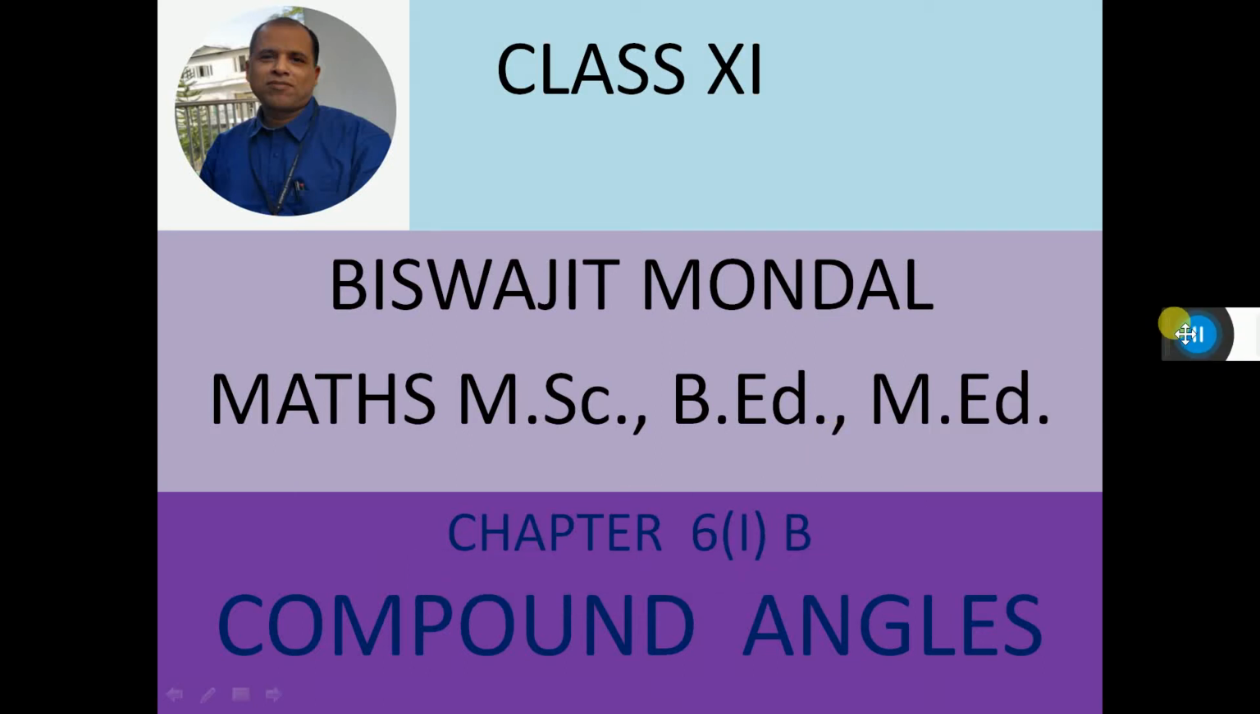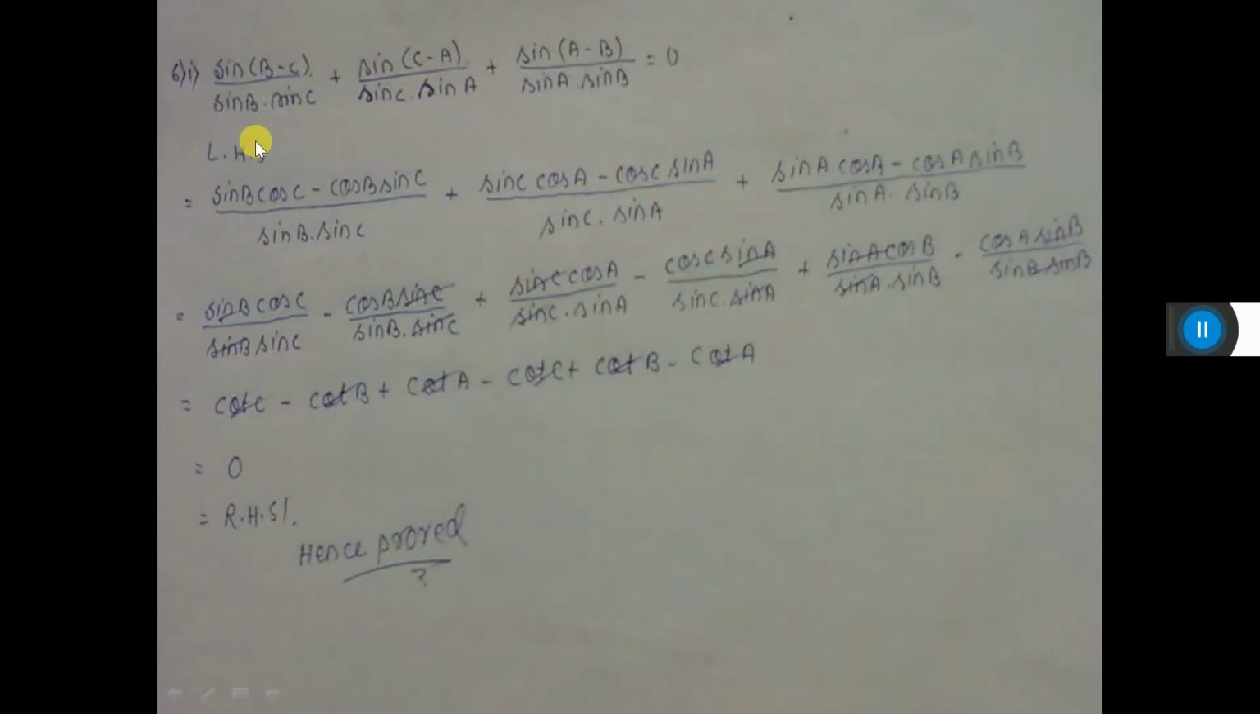Class 11 students. Now I am solving a few compound angles sums from exercise 6(1)b. See here, we have to prove this equal to 0. Now take the left hand side and break it down using the sin(A minus B) formula: sin A cos B minus cos A sin B.